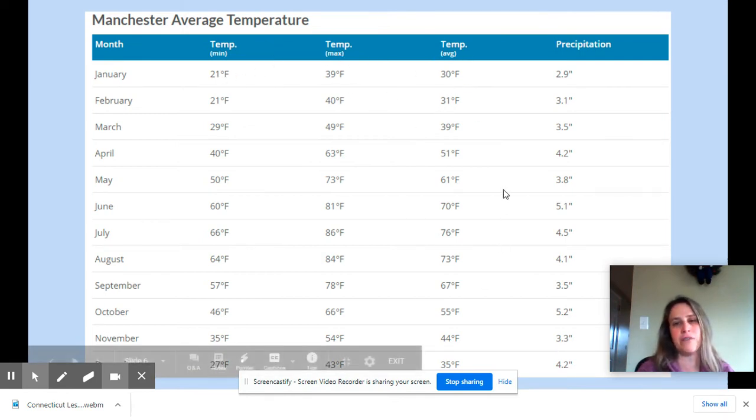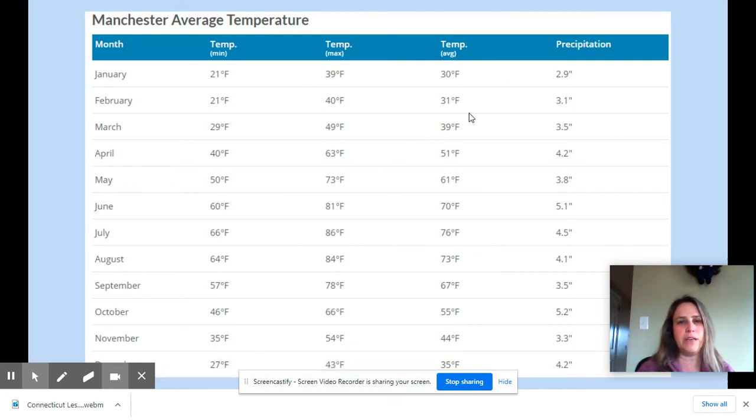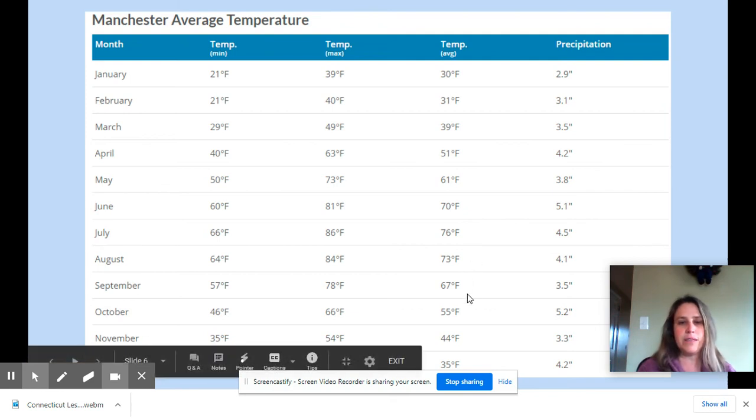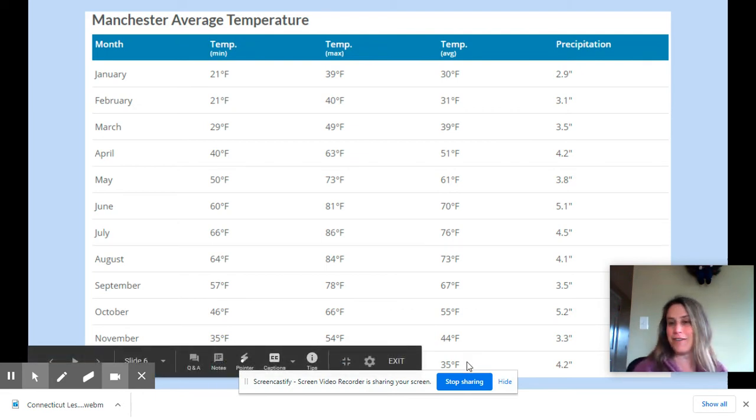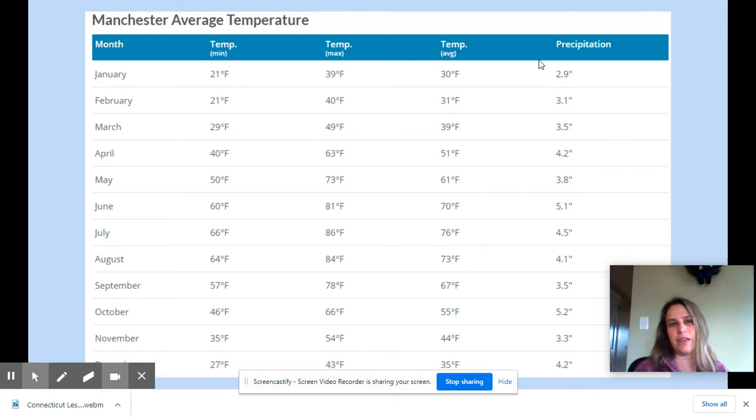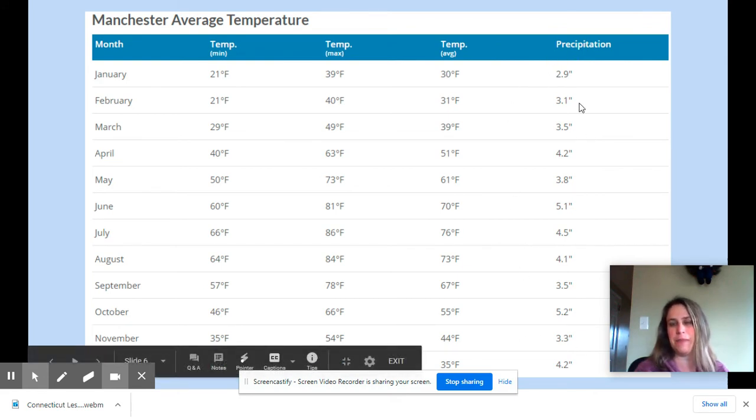And oh, here's your averages. Okay. So average January, 30 degrees, February 31, March 39, April 51, May 61, June 70, July 76, August 73, September gets a little cooler, 67, October 55, November 44, and December 35. So it gets colder. And then these are your inches of rain and how much rainfall we get.